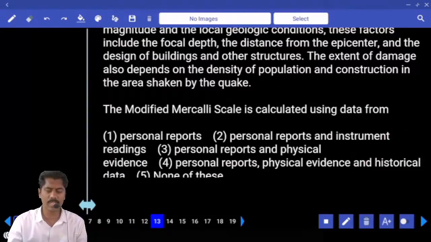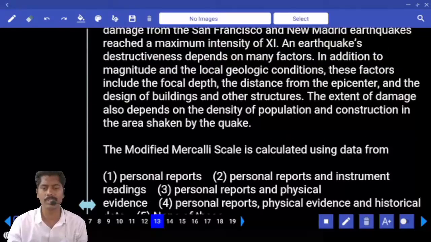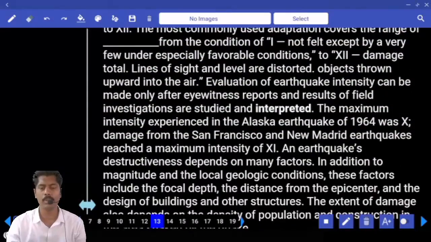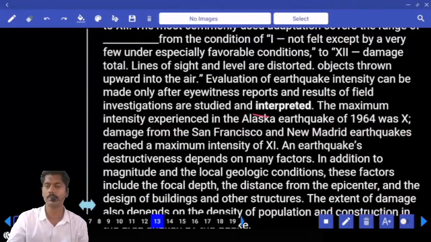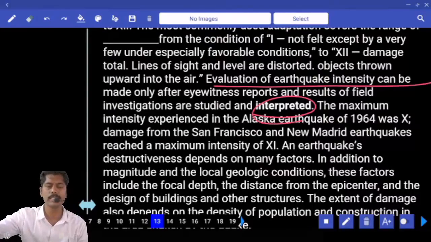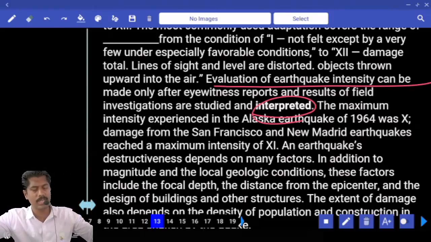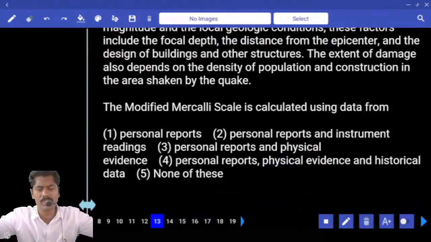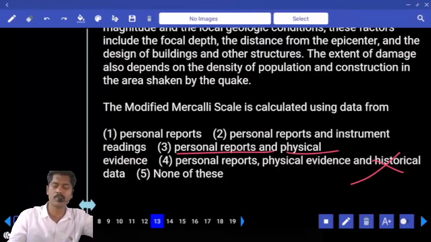The modified Mercalli scale is calculated using data from, where is it? Evaluation of earthquake intensity can be made only after eyewitness reports and results of field investigations. Eyewitness report is needed and field investigation is needed. Personal reports, instrument readings. Personal reports, physical evidence, historical data. He did not mention historical data. Answer, personal reports, physical evidence. Third option.